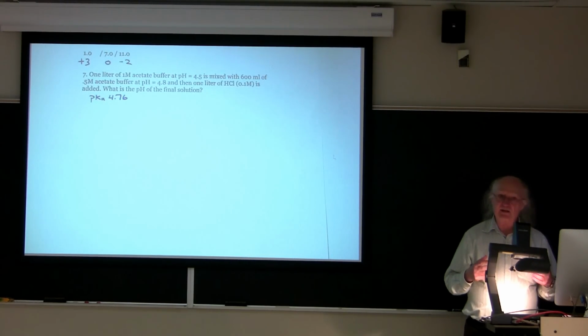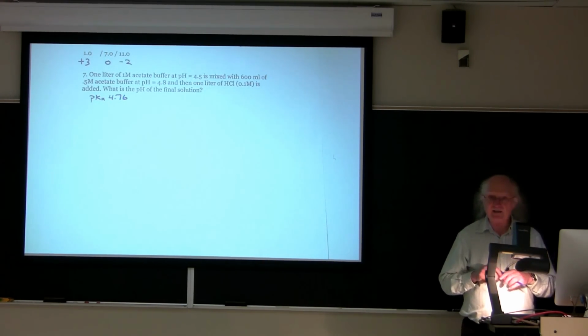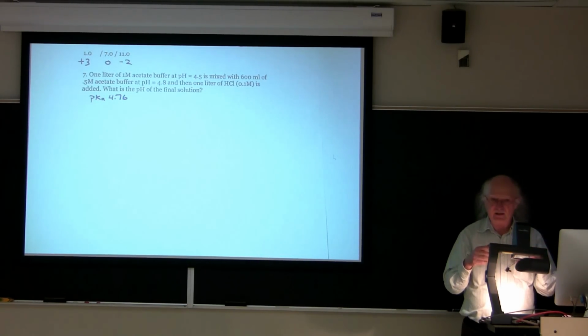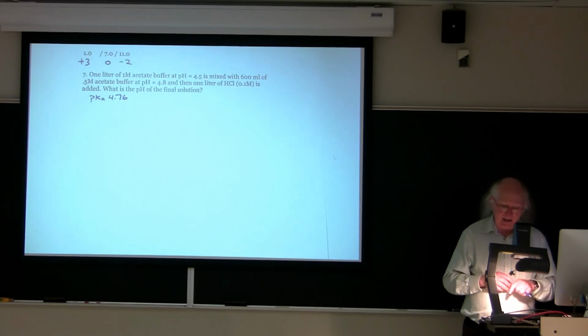Well, the amount of salt that I have present would be equal to the amount of salt in the first mixture plus the number of moles of salt in the second, and the total number of moles of acid I would have would be the number of moles of acid in the first plus the number of moles of acid in the second. Now, in order to do this, I need to be, of course, working in moles because I can add moles, I can't add concentrations.